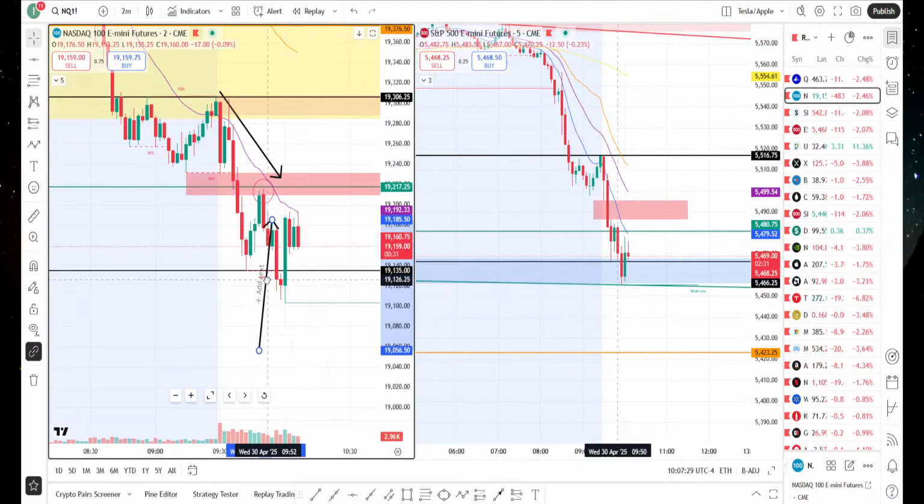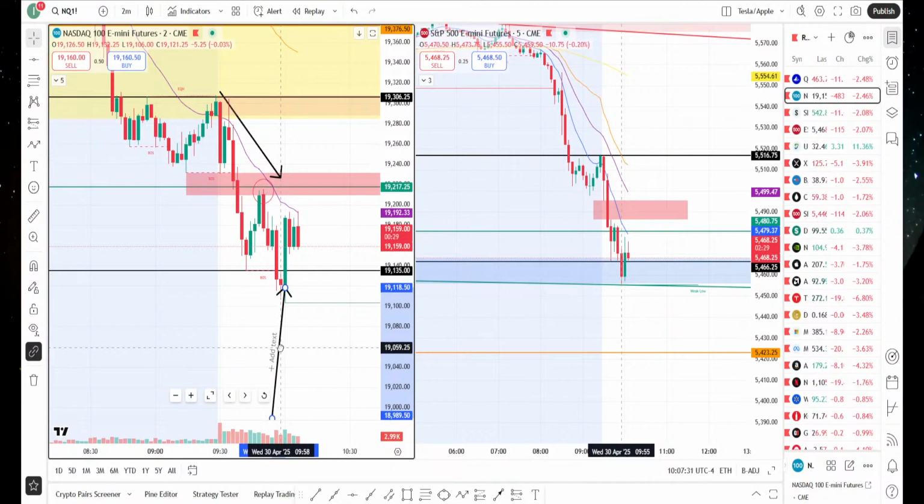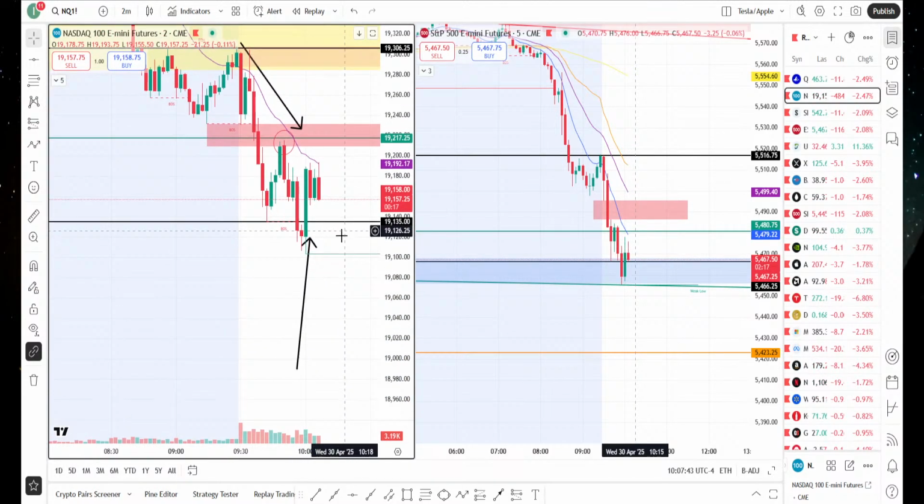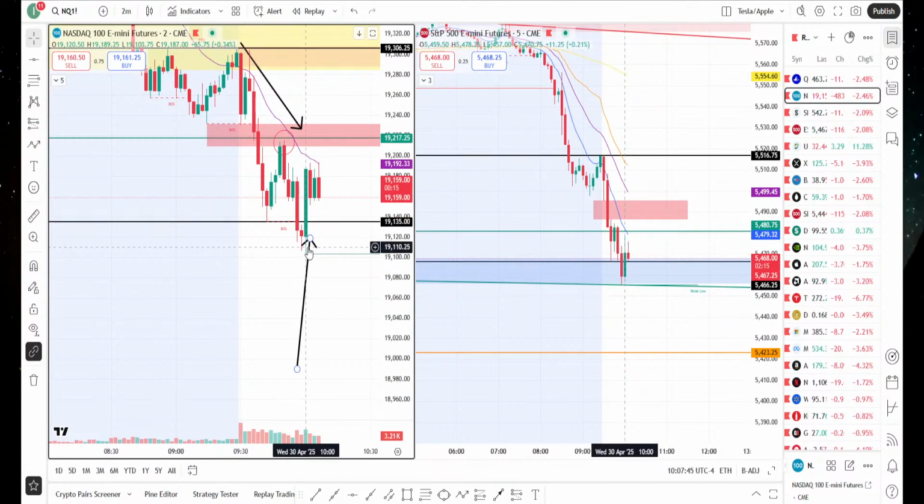But do you see the size of this candle? Right? Nasty. Right? And that was at 10 o'clock, right when the news came out. So then again, I'm saying, careful when the news comes out. 10 o'clock.